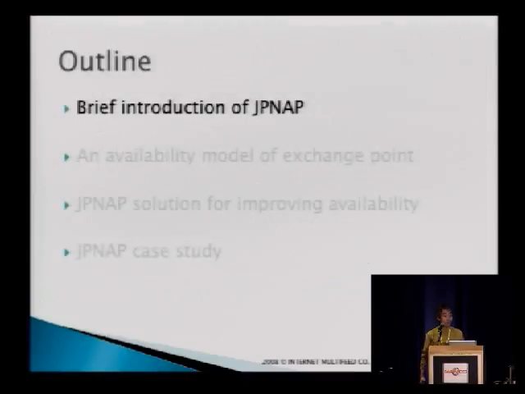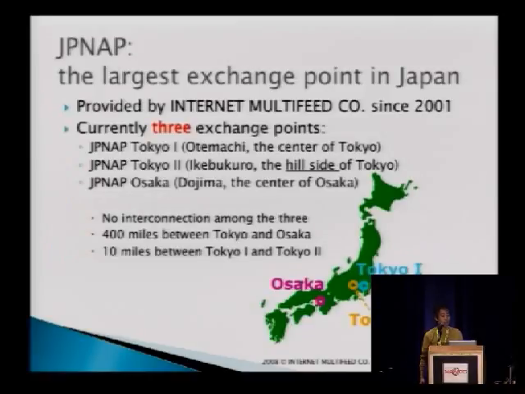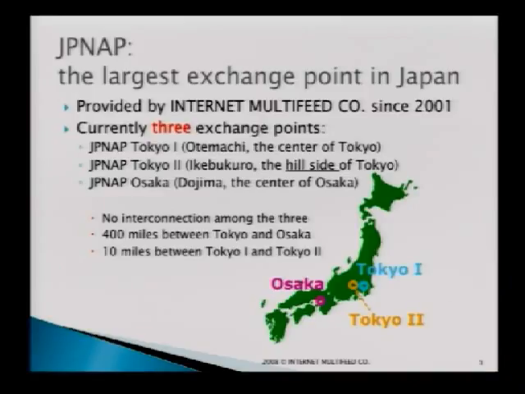And first, I would like to briefly introduce what JPNAP is. JPNAP is one of the largest exchange points in Japan, and it has been provided since 2001. Currently, we have 3 exchange points in Japan: JPNAP Tokyo 1, JPNAP Tokyo 2, and JPNAP Osaka. These 3 exchange points are not interconnected among them, so they are independent systems. And Tokyo and Osaka are approximately 400 miles away.